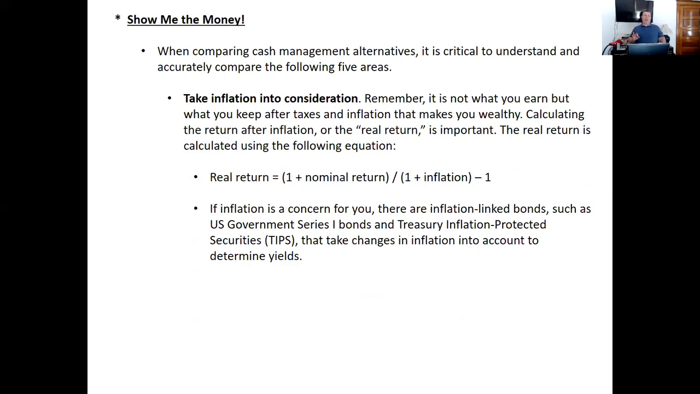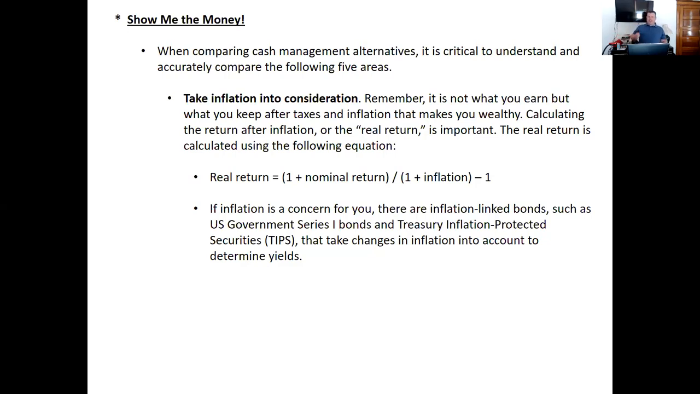The third area you have to consider is inflation. Remember, it's not what you earn, but what you keep after taxes and inflation that makes you wealthy. Calculating the return after inflation, or the real return, is important. The real return is calculated using the following equation: the real return equals (1 plus the nominal return) divided by (1 plus inflation), minus 1.